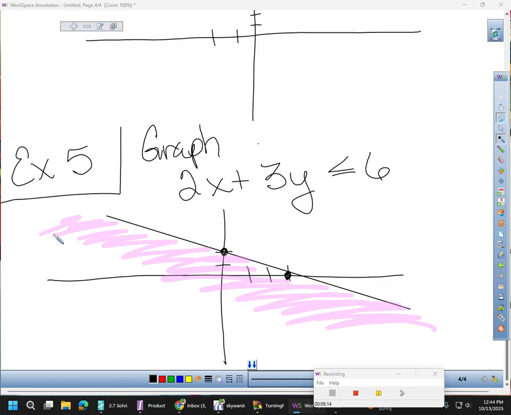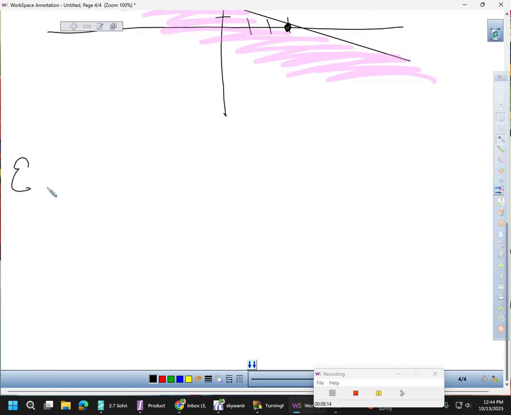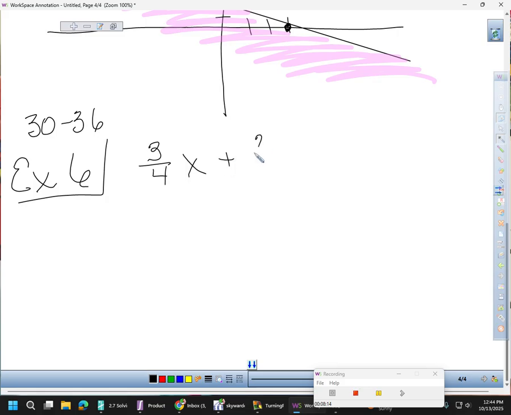Last example. Example 6. Again, 30 through 36, which is where we are stopping for today. And maybe we have something so much fun as 3 over 4x plus 2 over 3y is greater than 5 over 2. Woo!